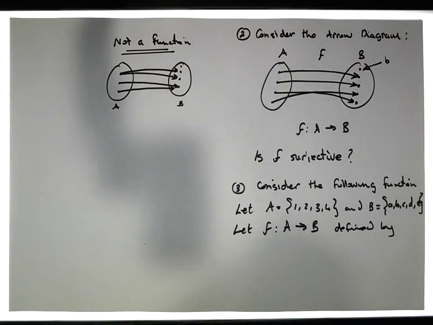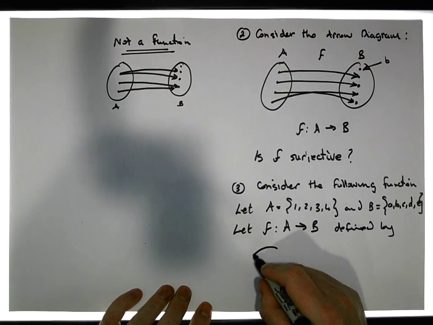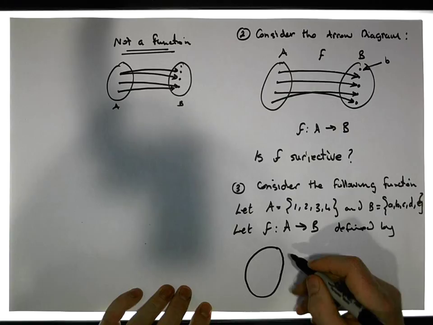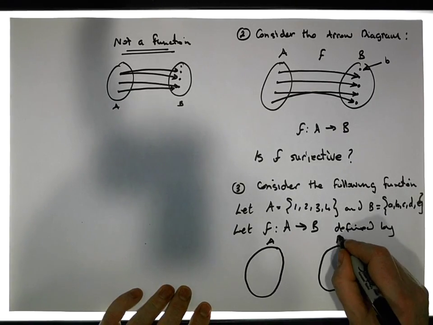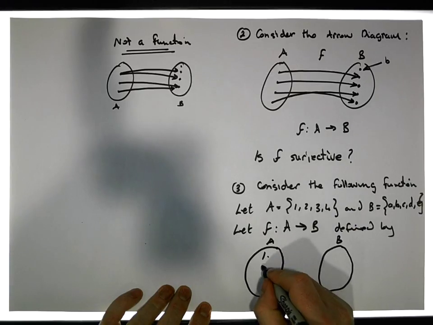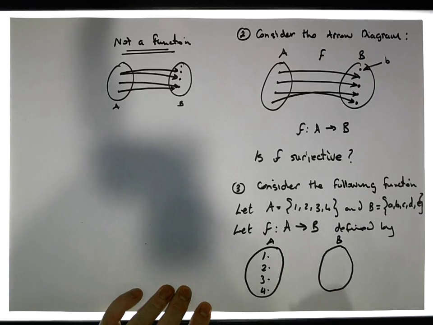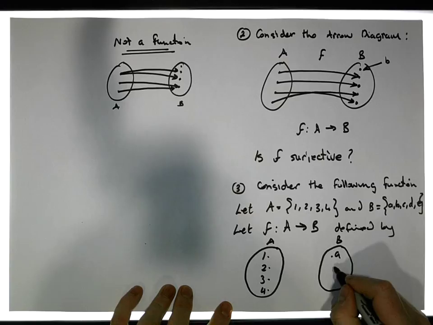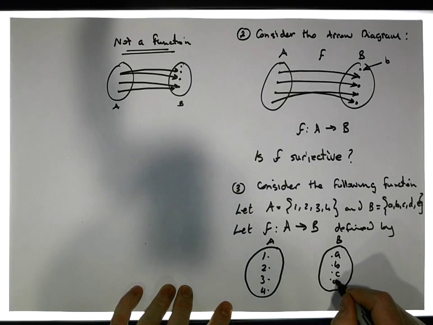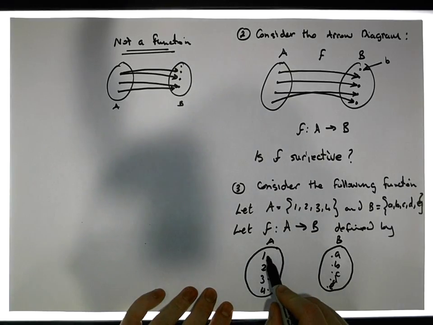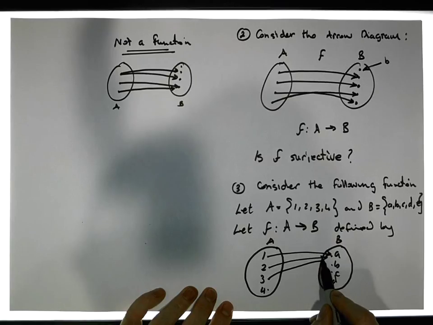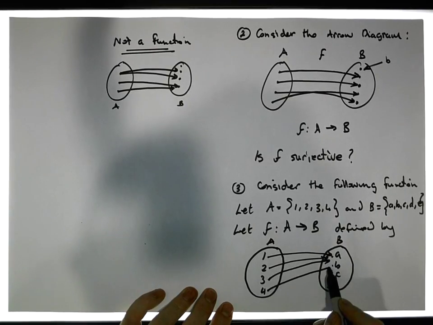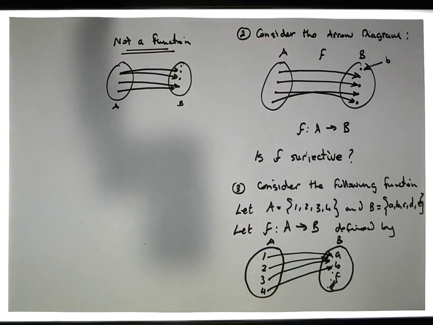It's defined by the following arrow diagram. So this is the set A, and this is the set B. A contains the values 1, 2, 3, and 4, and B contains the values A, B, C, D, and E. And what we're going to do is 1 is going to get mapped into A, 2 is going to get mapped into A, 3 is going to get mapped into A, and 4 is going to get mapped into B. The question is: is this function surjective?